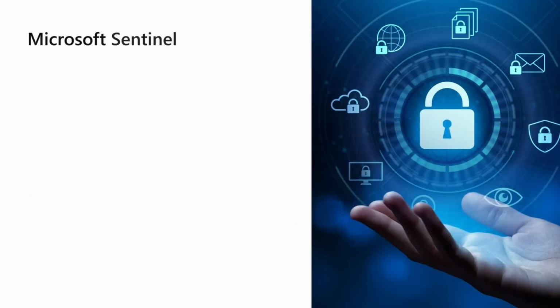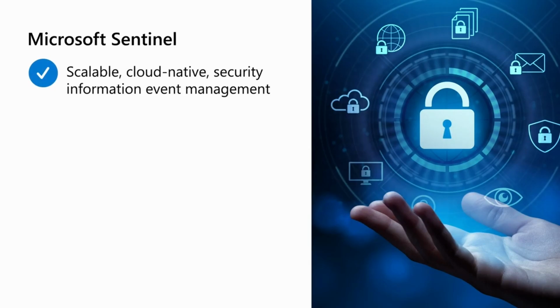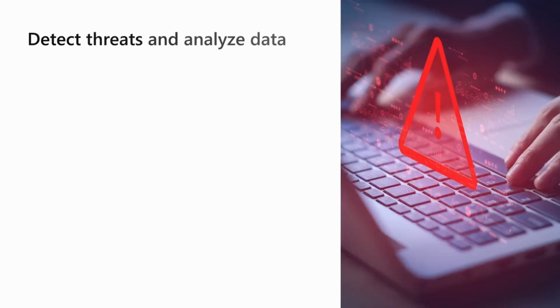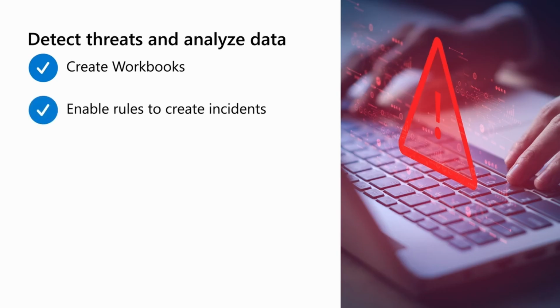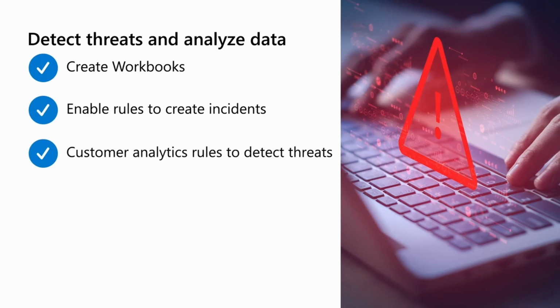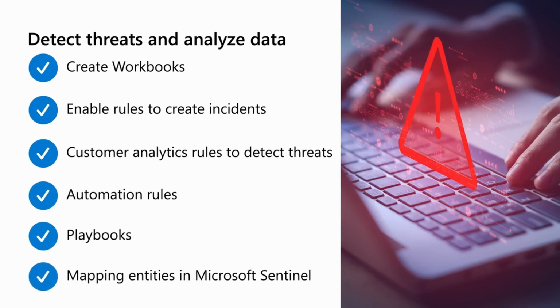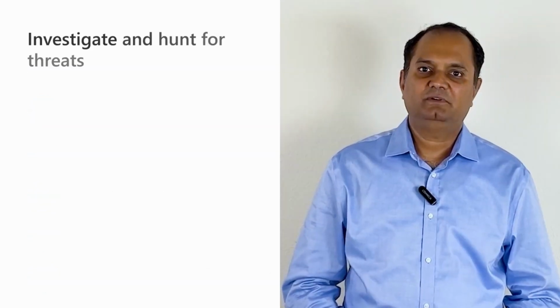Then you will discover Microsoft Sentinel, which is a scalable cloud-native security information event management and security orchestration automated response solution. You will also learn how to enable Microsoft Sentinel. Moving further, you will learn about threat detection and data analysis by creating workbooks to explore Sentinel data. In this process, you will learn to enable rules to create incidents and even create custom analytics rules to detect threats. You will learn what automation rules and playbooks are. You will also learn about mapping entities in Microsoft Sentinel. Lastly, you will be learning to investigate and hunt potential breaches with Microsoft Sentinel.